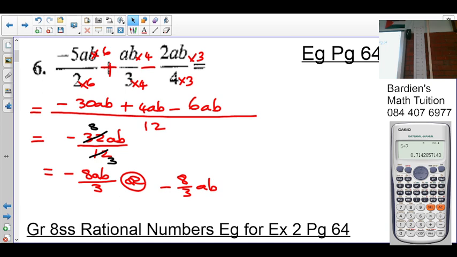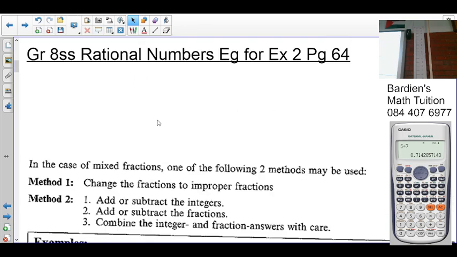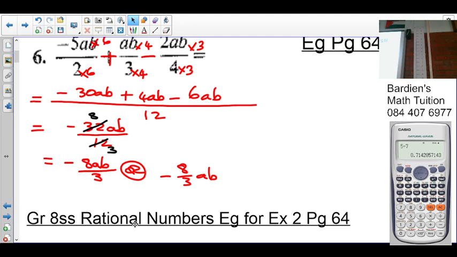Alright, people, you guys understand? So with this you should be able to do exercise 2 on page 64. Okay. At this point we'll stop the video.